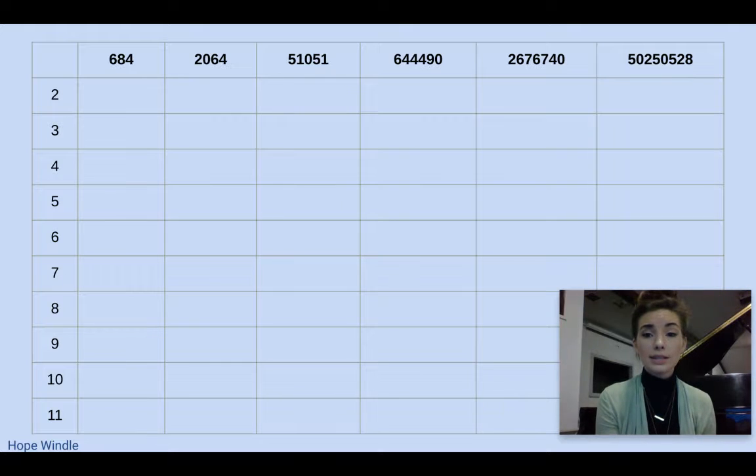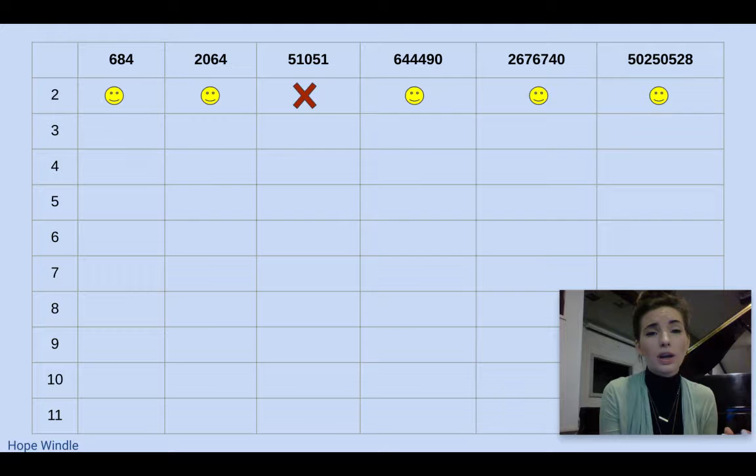We're going to be testing out numbers to see if they are divisible by 2. A good way to know if a number is divisible by 2 is if it is an even number. So we can see that 684 is an even number. Then we can just look across the top and see what all these other even numbers are. And then there's one odd number, so that number is not going to work.